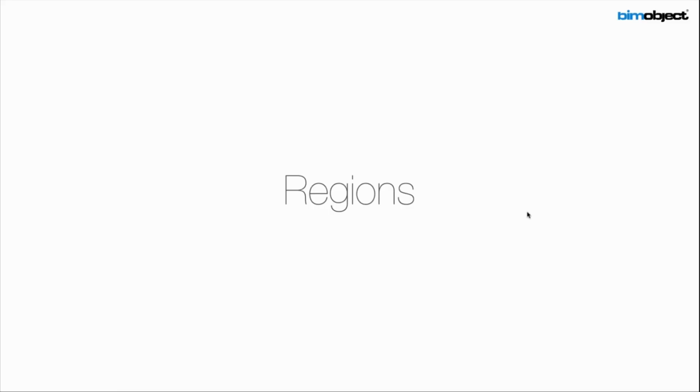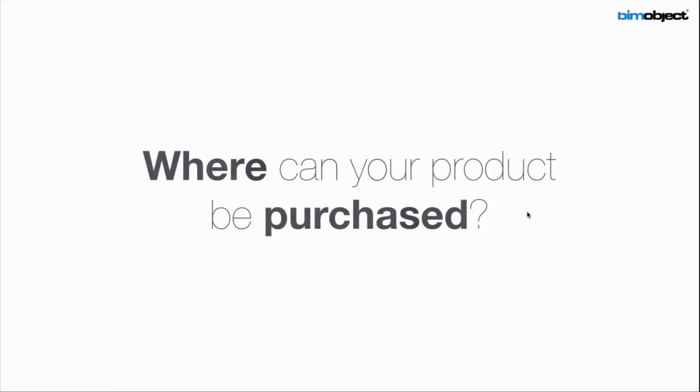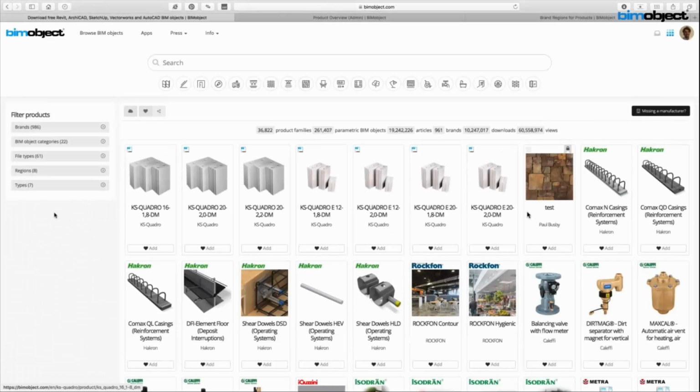Next, regions. It's a really, really simple question, but where can your products be purchased? Are they globally available? Are they available in Russia? Are they available in Korea? Are they available in Japan or Europe or the States? Are they only available in certain countries? This is information which is really, really important. And you can do this by applying regions.